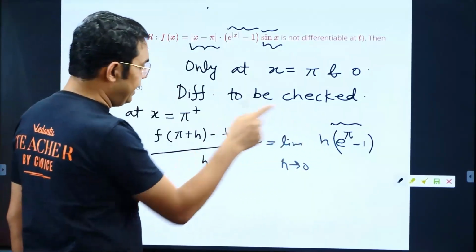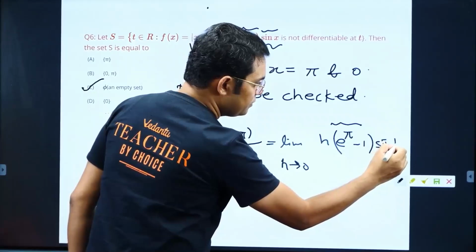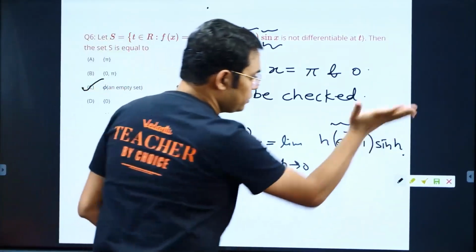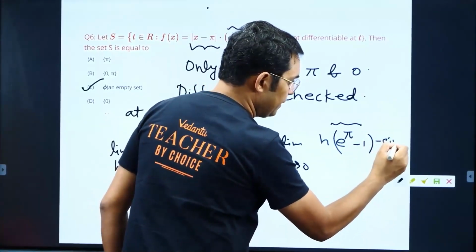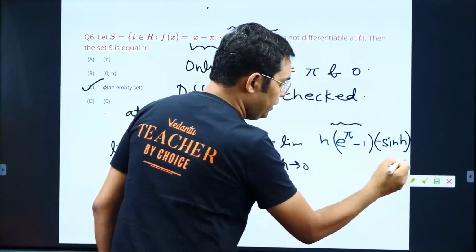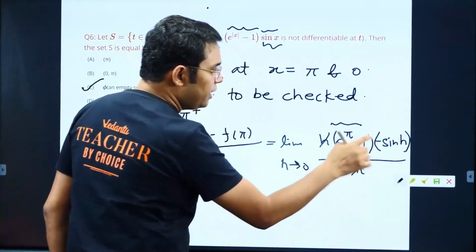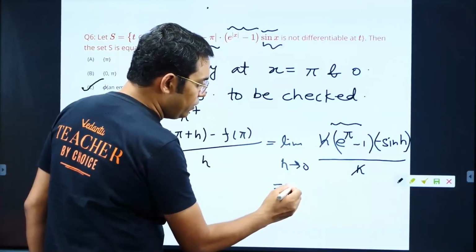Okay, so we can write h as 0 directly in between here, and then sin h, because sin(pi + h) is minus sin h actually, so a minus sign will be there. It will be minus sin h whole divided by h. Now you can see this h is getting cancelled, and because h approaches 0, sin h will be 0, so you can see it will be equal to 0.